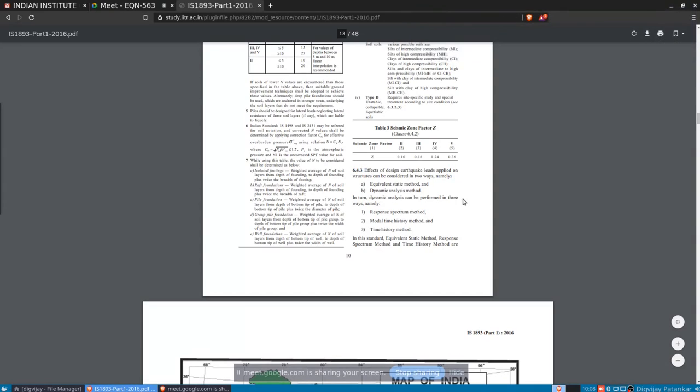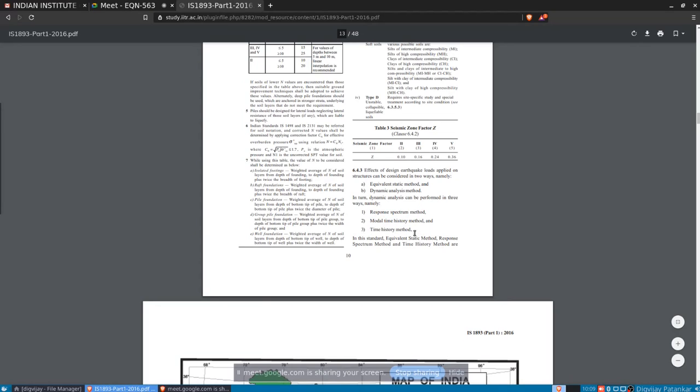This clause tells what the different ways of analysis of a regular building are. It says that we have two ways of analyzing a building. First one is the equivalent static method, and second one is the dynamic analysis method. The equivalent static method is very simple, and we will see that first. Within the dynamic analysis method there are three subtypes: first one is the response spectrum method, second one is the modal time history method, and third one is the time history method.